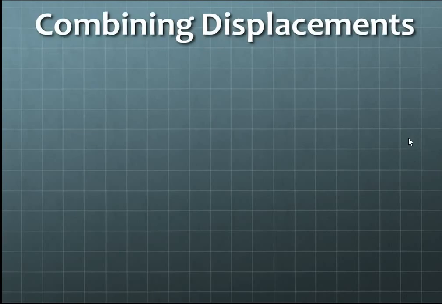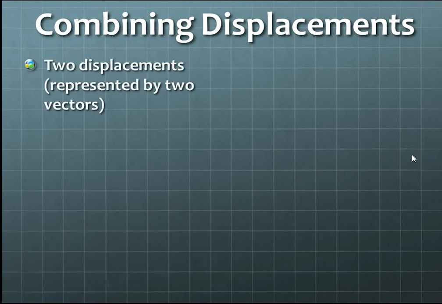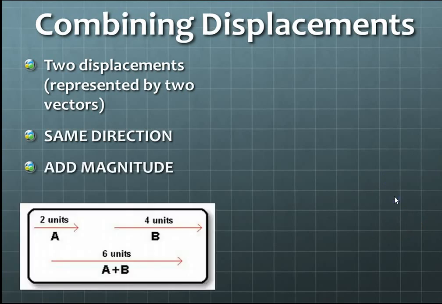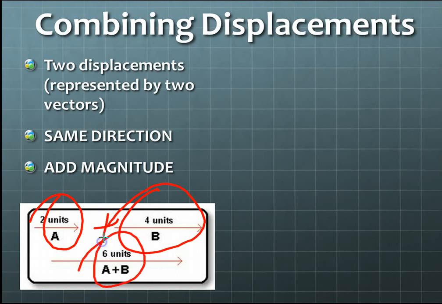So we need to talk about how we're going to combine displacements, because it's not as simple as just adding and subtracting. If you have two displacements, they're going to be represented by two vectors, and if they're going in the same direction, you're just going to add the magnitudes, add the numbers. So if we have 2 units going to the right and 4 units going to the right, you would just add those up and it would be 6 units going to the right. Okay, so that's easy enough.